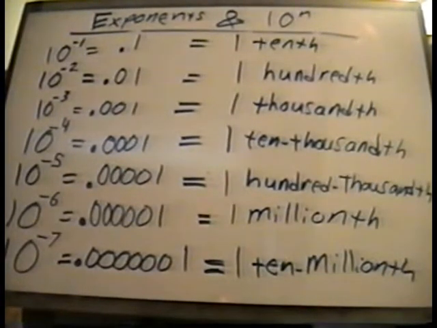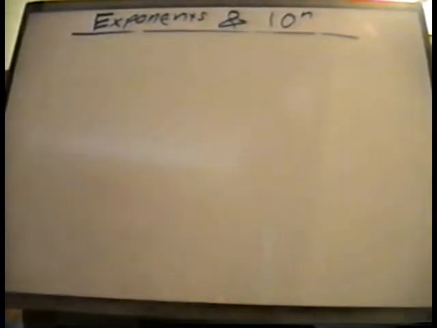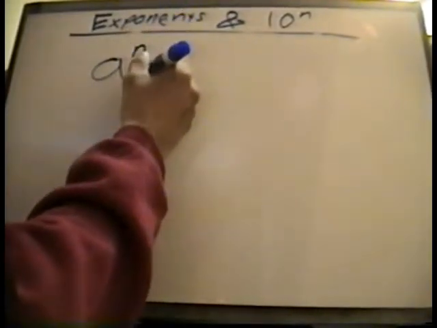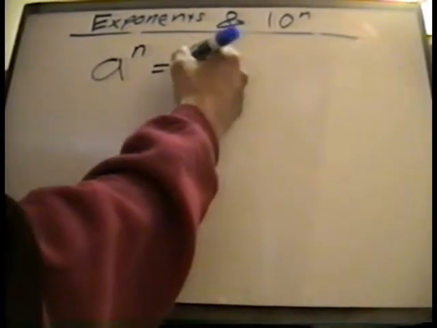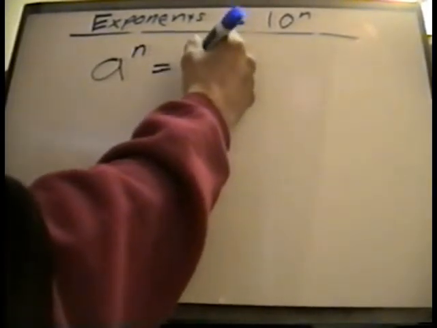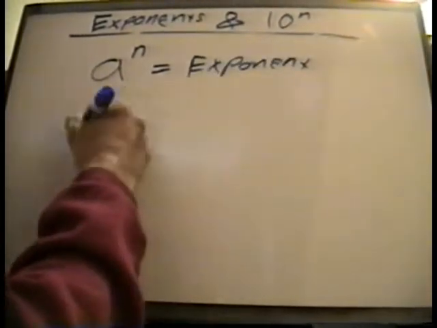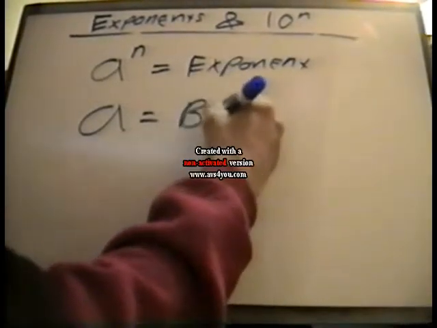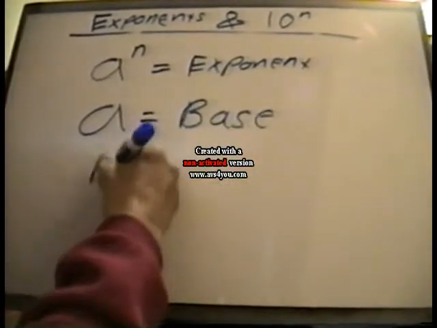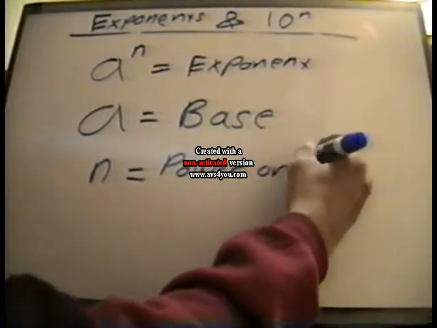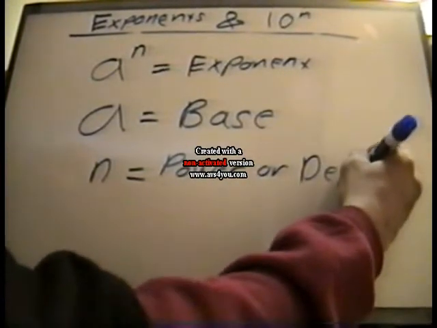Let me show you a little bit about exponents in the general form. We have here our exponent. So a here is called the base. n is the power or degree of the exponent. So a is the base of the exponent, n is the power or degree of the exponent.